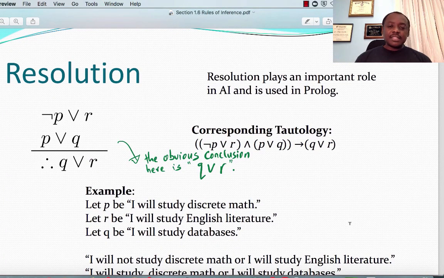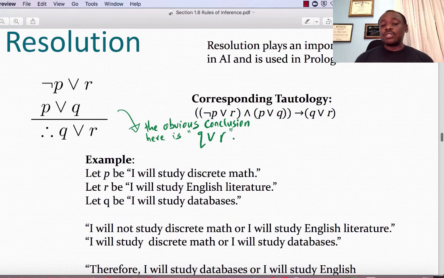This is one of the things that would make a logician or a mathematician in general a very good lawyer. You can come up with some very good resolutions in court. If I do know that not P or R is true, and I also do know that P or Q is true, then what is the obvious conclusion that could be drawn from these two premises? Q or R is true. That rule of inference is known as resolution.